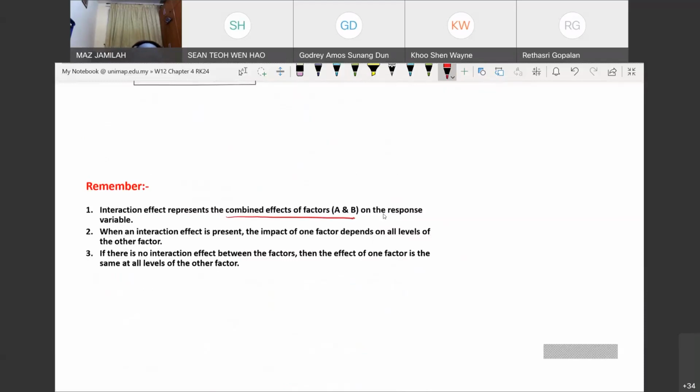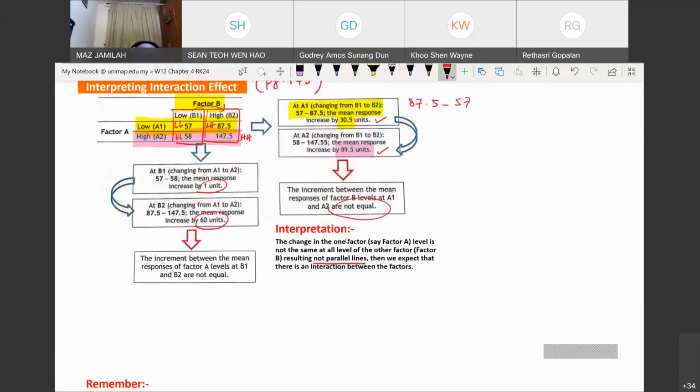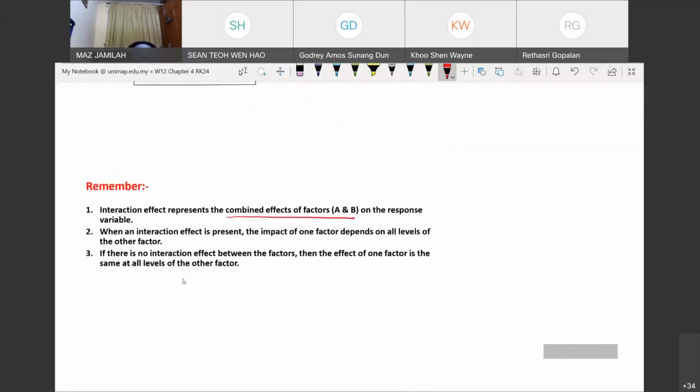When an interaction effect is present, the impact of one factor depends on all levels of the other factor. You can see from just now, how can one level impact the other level, both levels of factor B? Low level of factor A impacts the low level and high level of factor B. If there is no interaction effect between the factors, then the effect of one factor is the same at all levels of the other factor. That means that if there is no interaction, we have parallel lines. So parallel lines mean that there is no interaction, no change in the slope, so there will be the same effect at all levels of the factors.